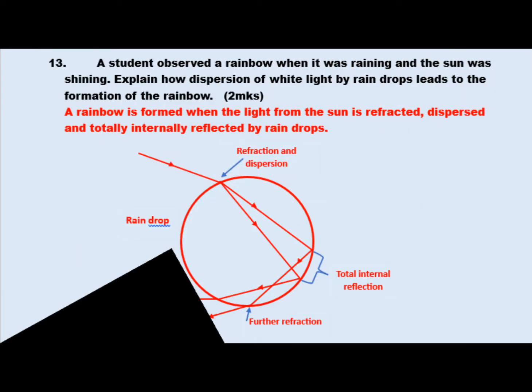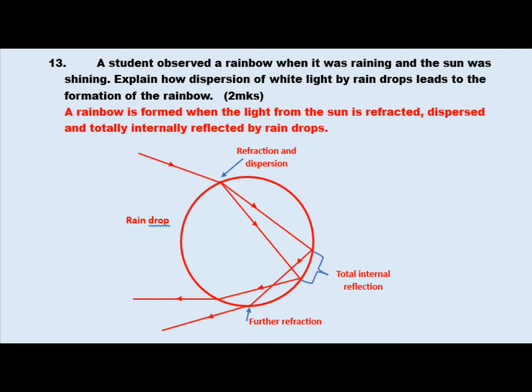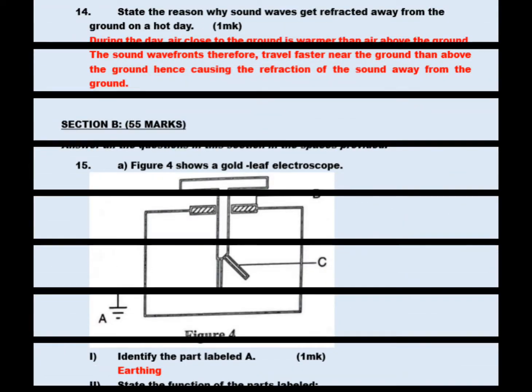A rainbow is formed when the light from the sun is reflected, as you can see from the diagram, dispersed, and totally internally reflected by raindrops. So as you can see from the diagram we have there, that is a reflection and dispersion, then you have total internal reflection, then we have further refraction, and what's coming out is a rainbow. Let's go to question 14.